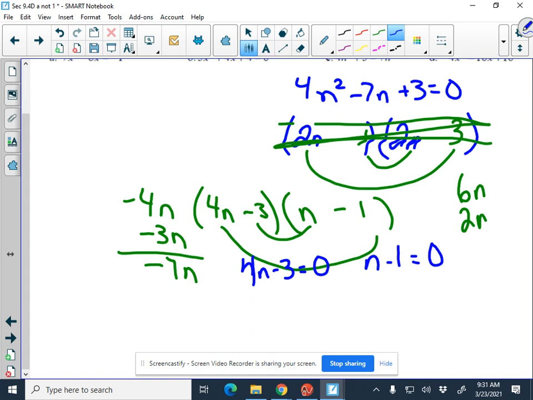Okay, 4n minus 3 equals 0, n equals 3/4. n equals 1. Okay. Like, how do you get 3/4? Say, add 3, then divide by 4. Make sense? Yeah.